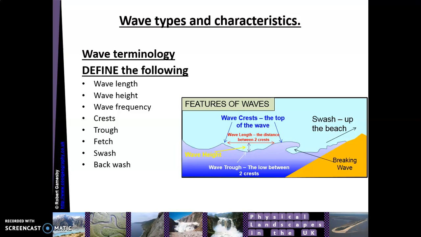There is one other thing we haven't mentioned from these terminologies, which is fetch. Fetch is easier to understand if you consider a map of the world. On a map of the world, if you look at the size of different oceans and different coastlines of different countries, if a wave is coming from one side of an ocean to another, it's got a large fetch. A fetch is basically the distance over which the wave forms.